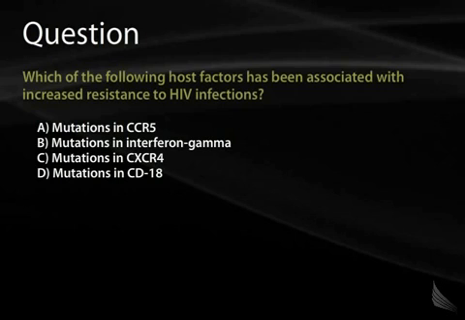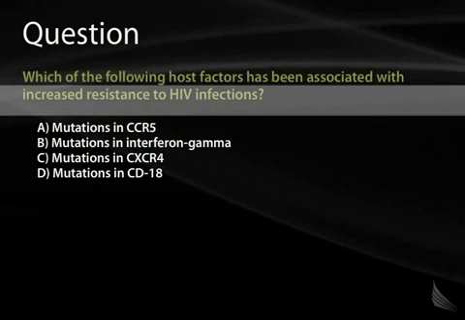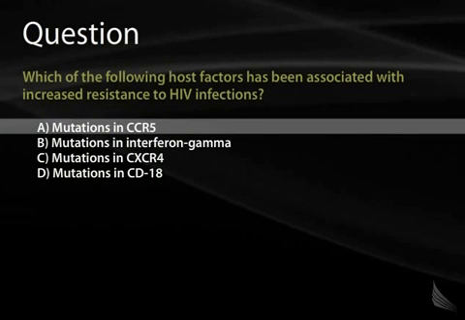That's true. Next. Which of the following host factors has been associated with increased resistance to HIV infections? A. Mutations in CCR5. That's true. If you have mutations in CCR5, then you'll be resistant to HIV infection because you can't get the initial target cell, the M-tropic virus.